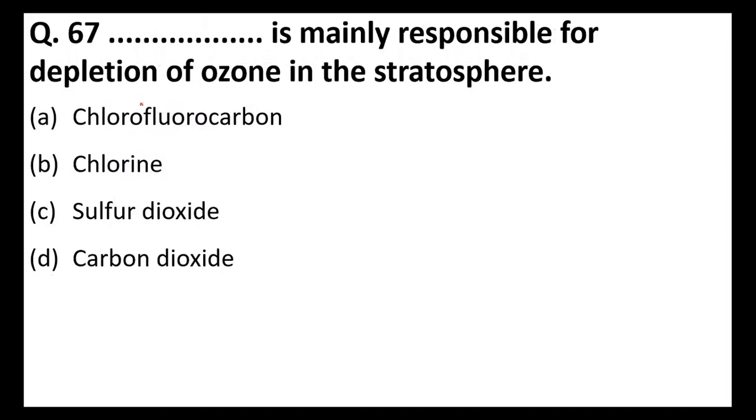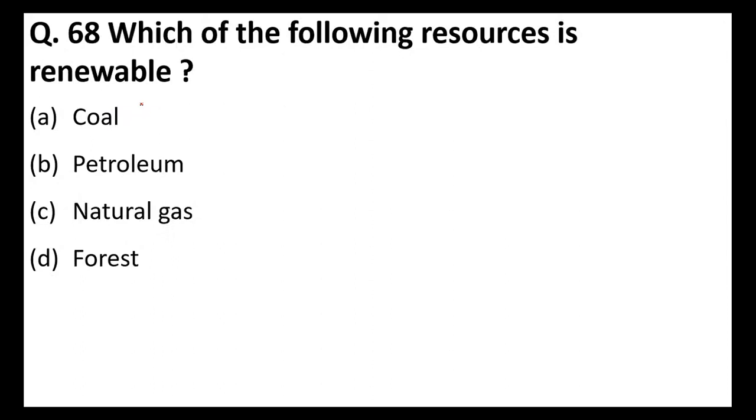Dash is mainly responsible for depletion of ozone in the stratosphere: chlorofluorocarbon, chlorine, sulfur dioxide, or carbon dioxide. The right answer here is option D.